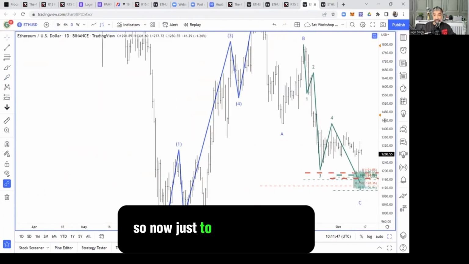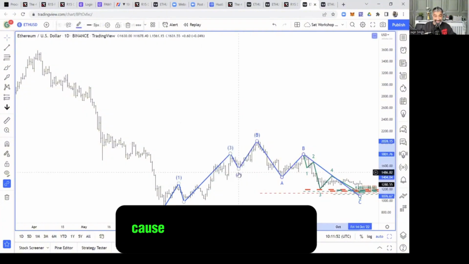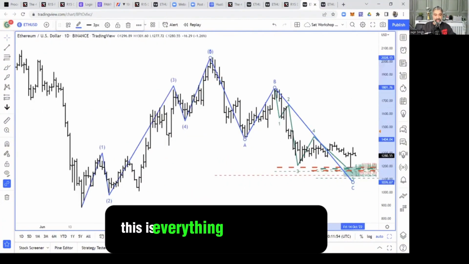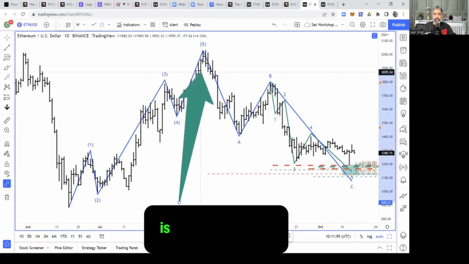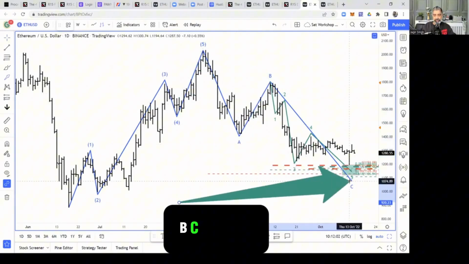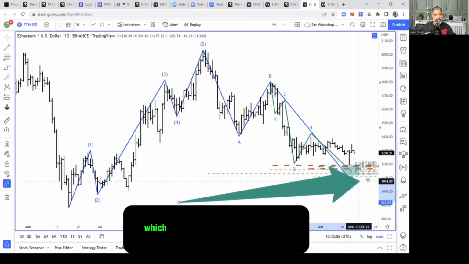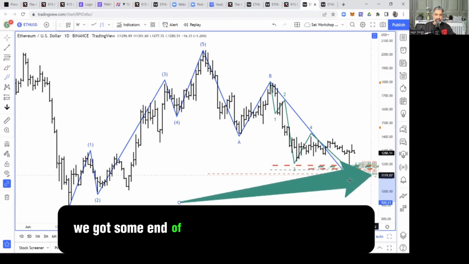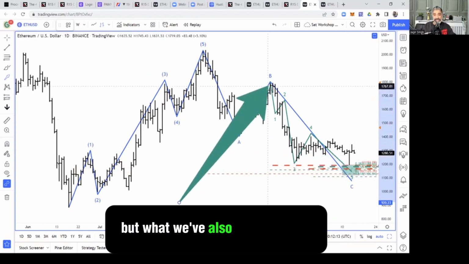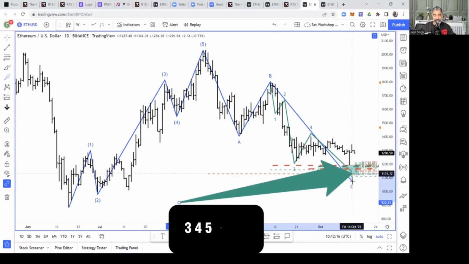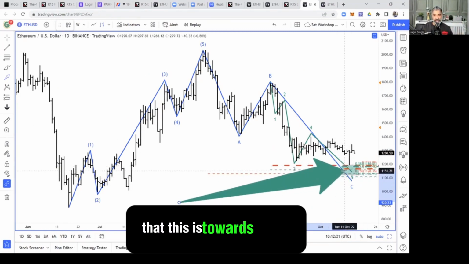So now, just to summarize this, and I know I'm covering a lot, but this is everything. This is everything that we're doing that's going to allow us to see what others can't see. We've got this nice A, B, C structure. We've got a 78.6% Fibonacci retracement, which is the typical maximum. We've got some end of wave 5 targets with Fibonacci ratios over here as well. But what we've also got is this 1, 2, 3, 4, 5 of a C. There's 2 degrees of wave counts telling us that this is towards an end.